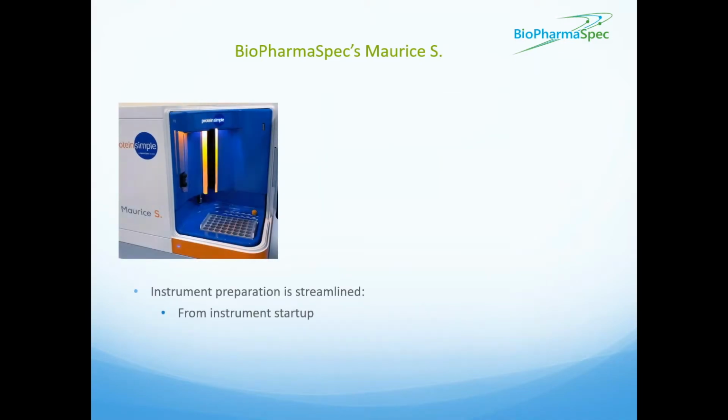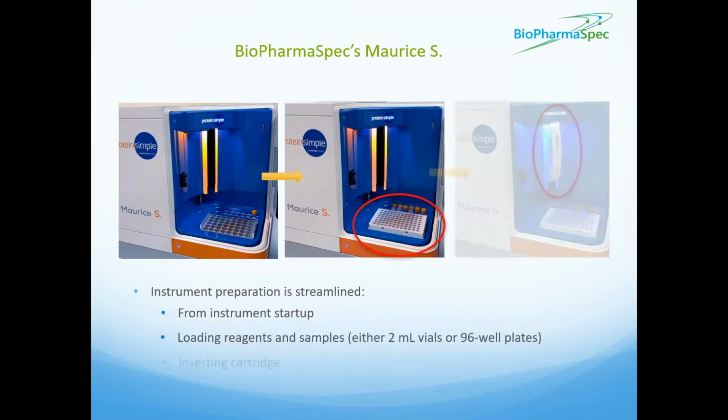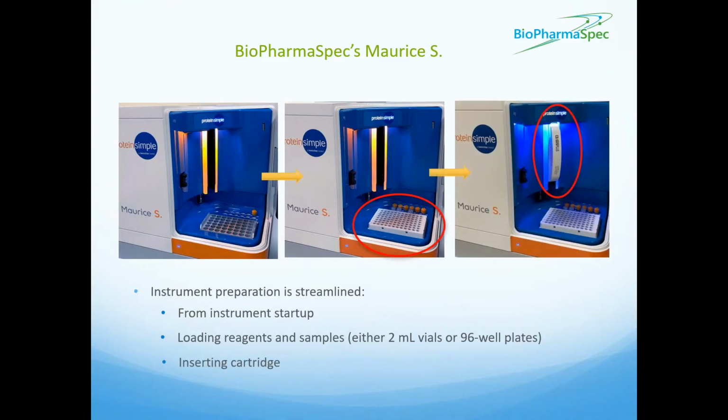So the system itself is quite straightforward to use, which is obviously something that is really convenient. This runs right the way through from instrument startup through to loading reagents and samples, which can be done in either relatively small vials, 2 or more vials, or 96-well plates can be used, through to inserting and running the cartridge, which again is a very straightforward thing. So the system itself is very convenient and very easy to use.